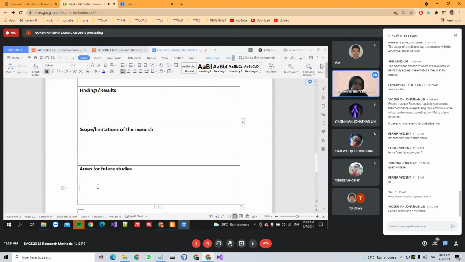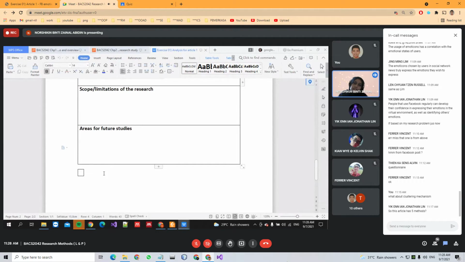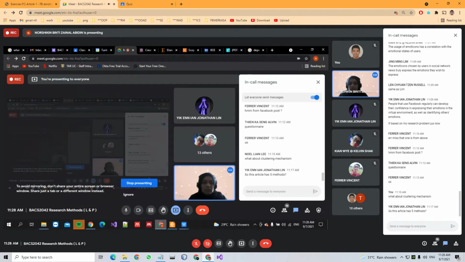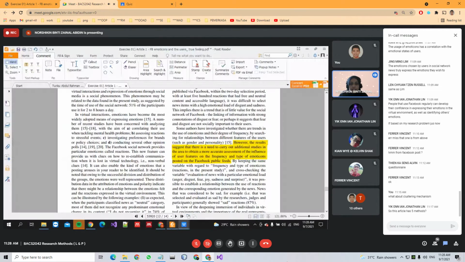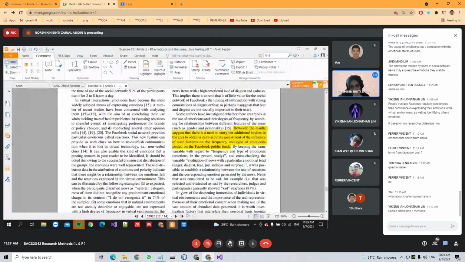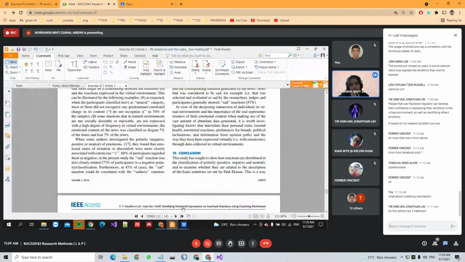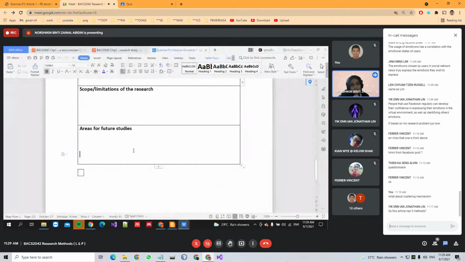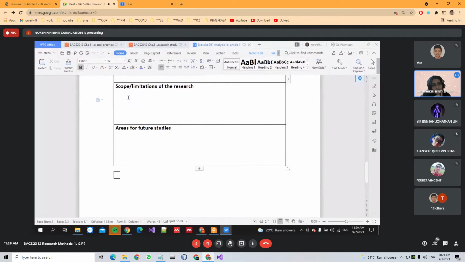And then areas of future study. Areas for future study, you need to come out from the gap or scope limitation of your research. So areas of future study is, this is very general actually. This is very general because you need to identify this limitation first, and then you will find out what is the area of study.